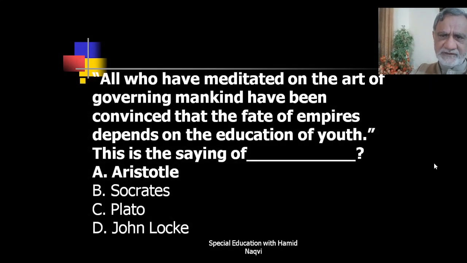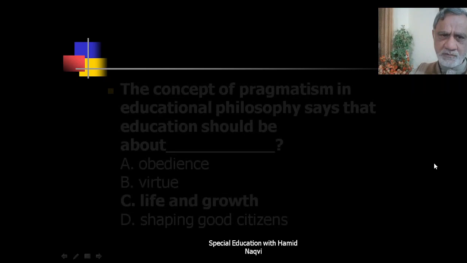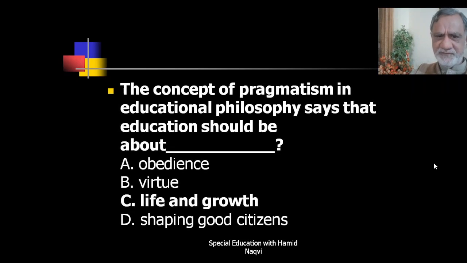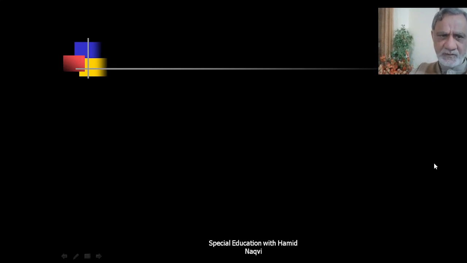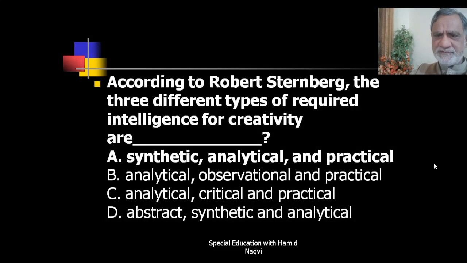All who have meditated on the art of governing mankind have been convinced that the fate of empires depends on the education of youth. This is the saying of first one, that is Aristotle. The concept of pragmatism in educational philosophy says that education should be about life and growth. According to Robert Sternberg, the three different types of required intelligence for creativity are synthetic, analytical, and practical. First one is correct.